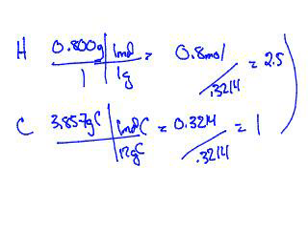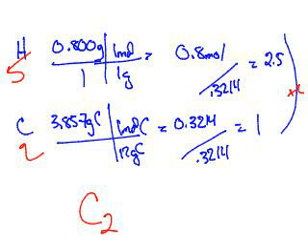So what do we do now? You times both by 2, so you'll get 5 here and 2. So it'll be C2H5. Now that answers question I. Question II.